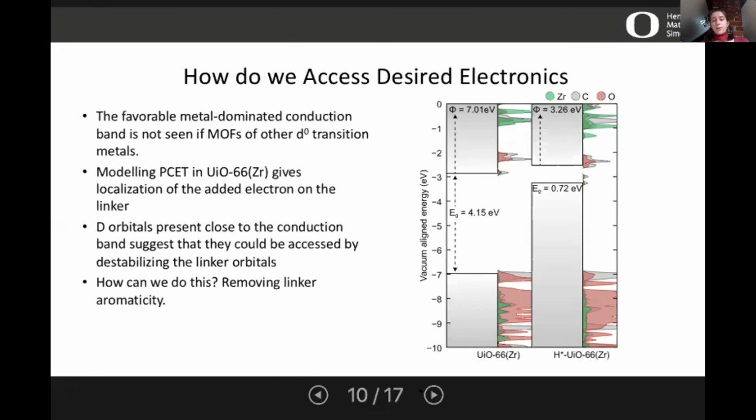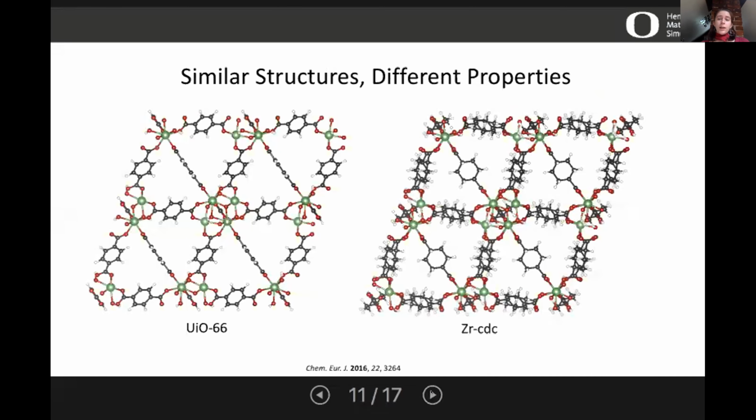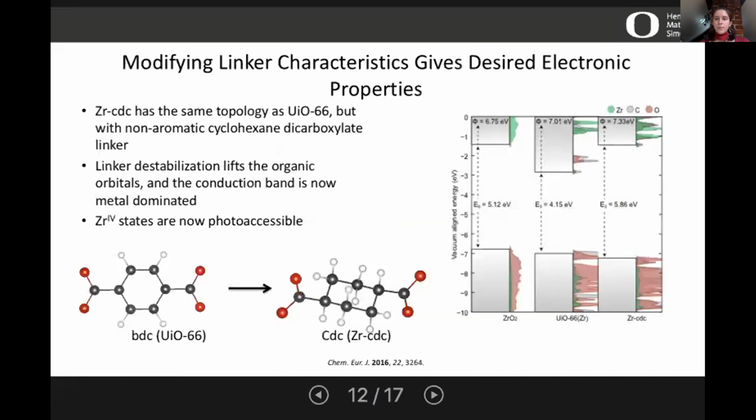And so one of the simplest ways we thought to destabilize our linker orbitals would seem to be to remove their aromaticity. And so Zr-CDC is a MOF synthesized with the same structural topology as UiO-66. You can see here that it's really, really similar to UiO-66 on the left, and it has the same zirconium metal secondary building unit, but instead of a benzene dicarboxylate linker, it has a cyclohexane dicarboxylate linker, and so it is non-aromatic. So we have pretty much the same MOF, but the linker has been destabilized.